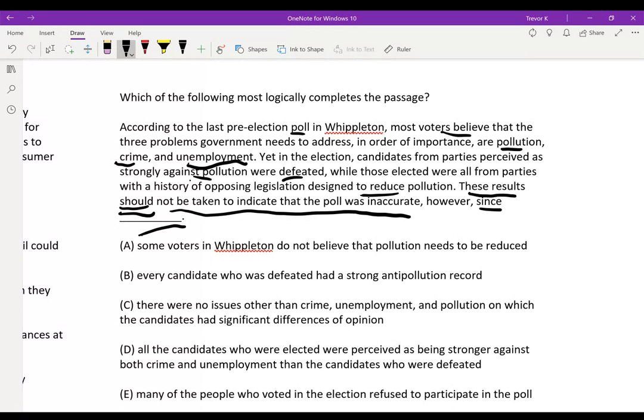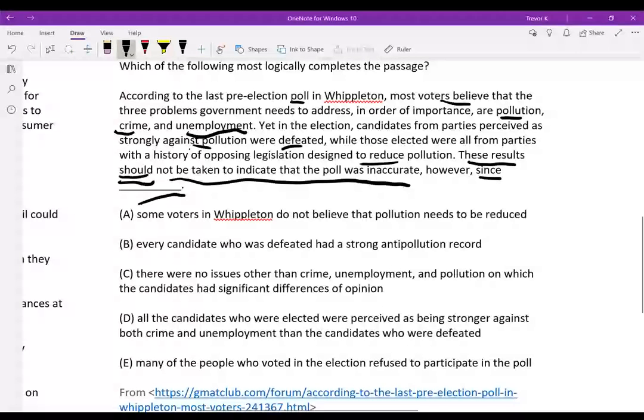So let's get my additional piece of reasoning that would make my reasoning lead to my conclusion. So going on to my answer choices. A, some voters in Whippleton do not believe that pollution needs to be reduced. Okay, fine, but this doesn't explain why the anti-pollution people were defeated if voters supposedly believe in addressing pollution. So no, most voters believe in addressing pollution. It's unclear why the anti-pollution people were defeated.